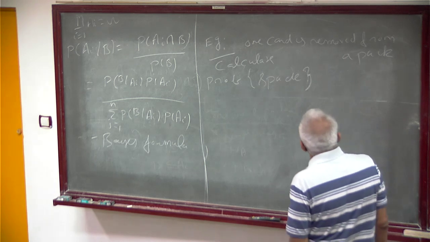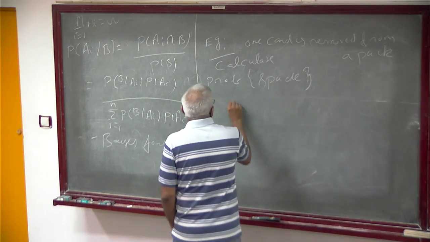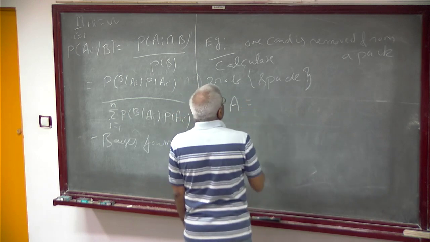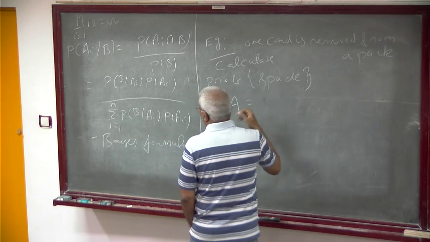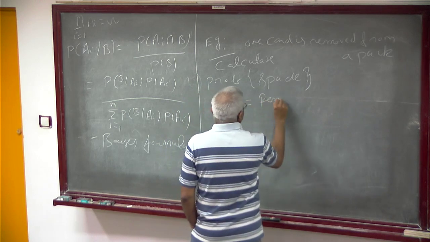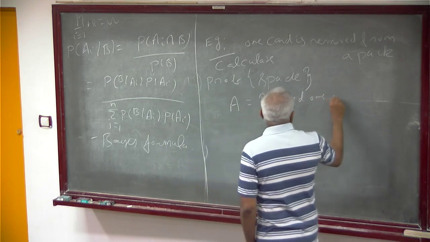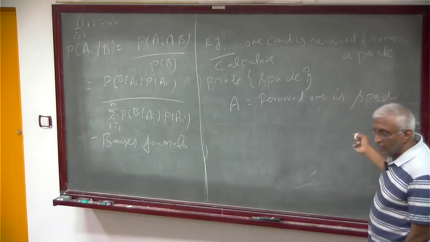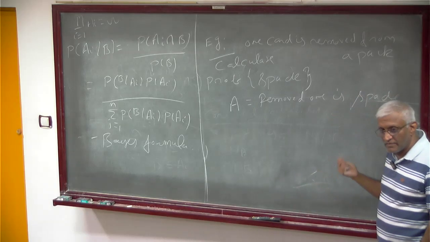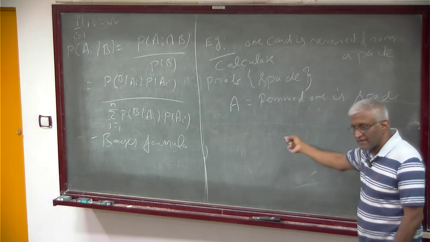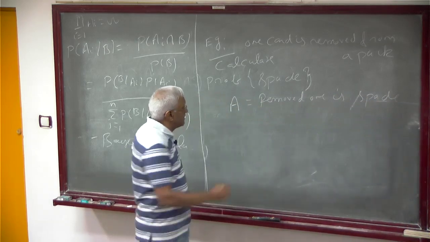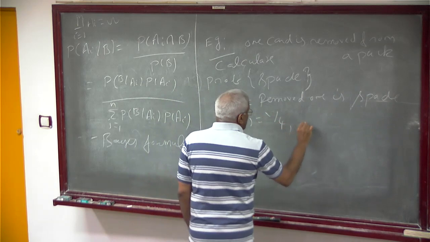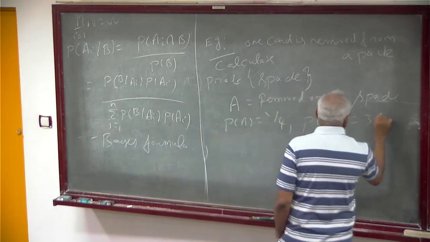Now we want to compute the probability of the spade. Let A be the event that the removed card is a spade. That is like selecting a card from a pack of cards, so the probability P of A is 1/4 again, right? P of A is 1/4, and of course, P of A complement is 3/4.